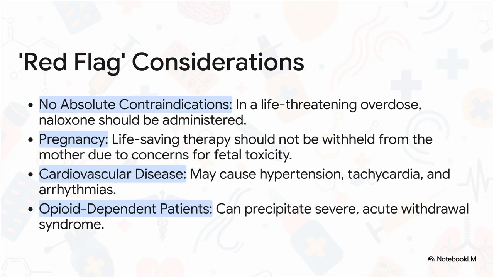In someone with a history of heart disease, that sudden jolt can cause issues like high blood pressure or a racing heart. But really, the biggest thing you're going to see, and you will see this, is what happens when you give it to someone who is physically dependent on opioids. For them, naloxone will trigger an immediate and really severe withdrawal syndrome.